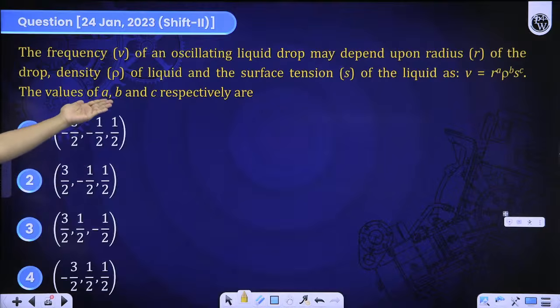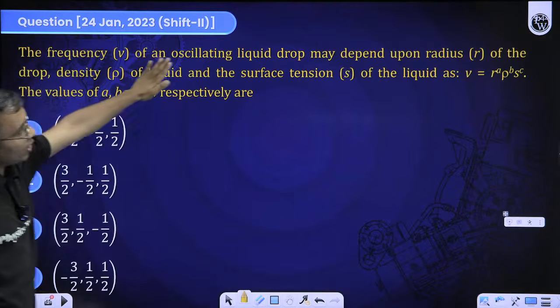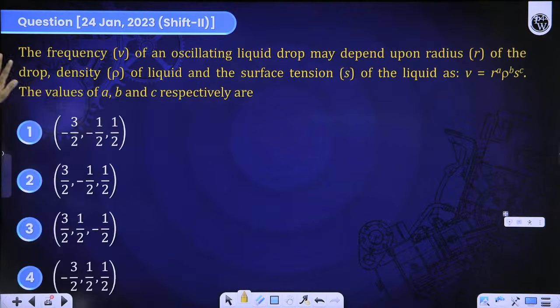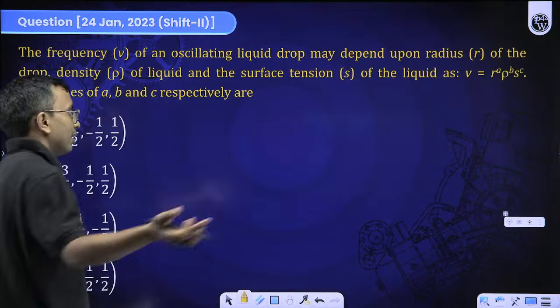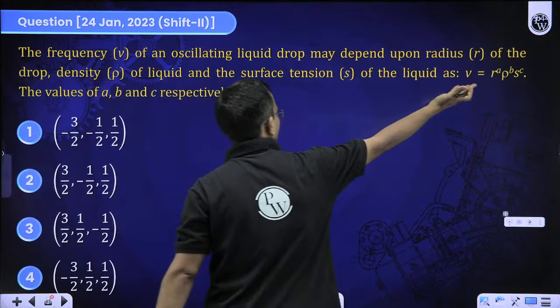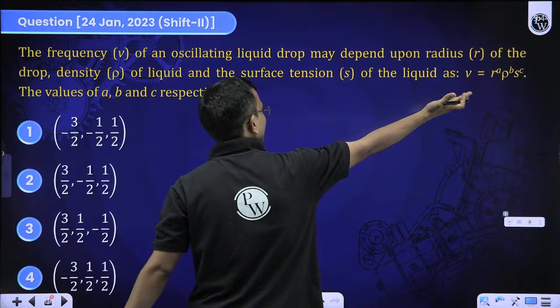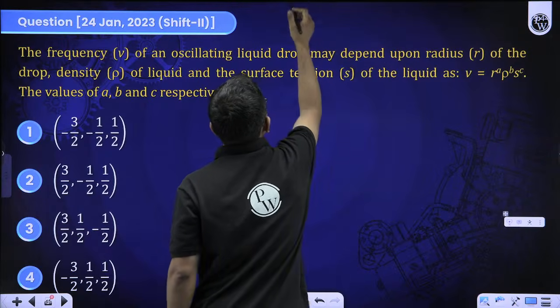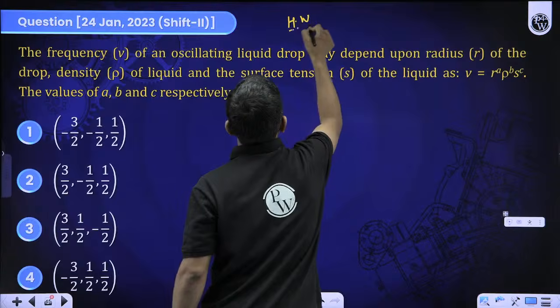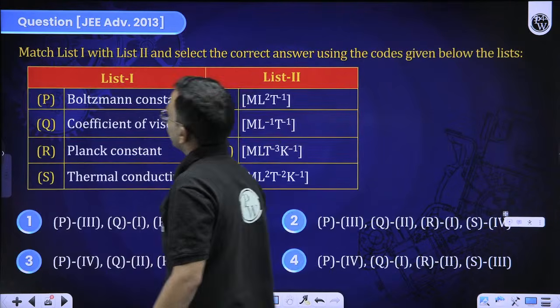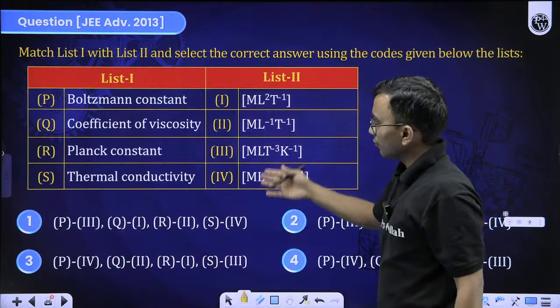Another similar question: frequency of oscillation of a drop of radius r depends upon these three things. The relation is already given. Write the dimensions on both sides, solve for a, b, c. So this is homework for you guys. You have to find dimensions.